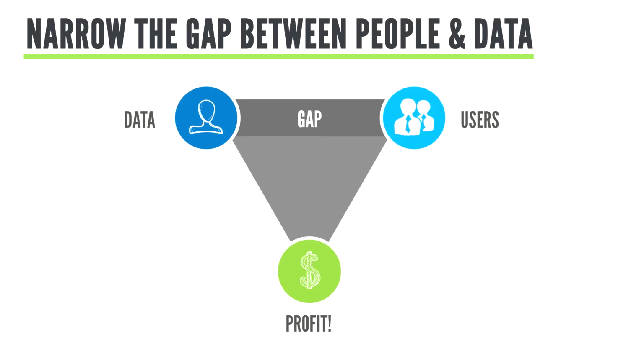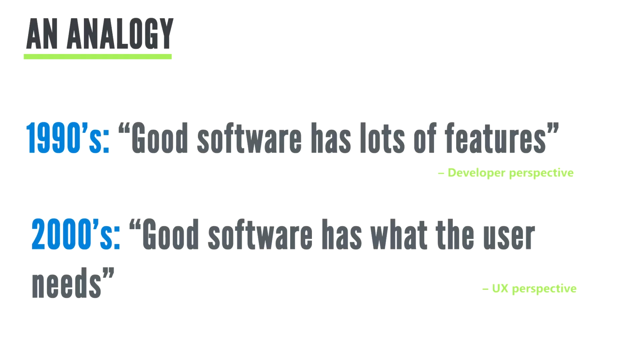And if you think of software back in around the 1990s, what was good software? Well, good software was something that had a lot of features. And that's a software developer's perspective of what is good software. And then along came user experience and the UX perspective around the 2000s with a completely different take on that. So good software has what the user needs. So it's not about features anymore. Of course, features are important, but it's not about quantity of features. It's about enabling the user to do what they need to do.